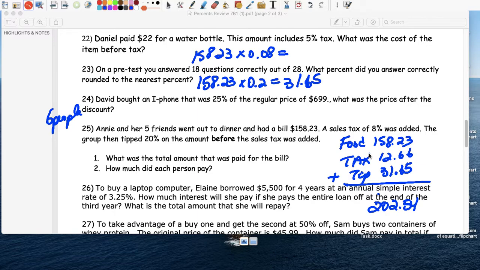Now, the total is $202.54. We're going to Venmo each other, and there are 6 people. We're going to divide that by 6, so every person is going to pay $33.76 rounded. So one person would probably pay everything on the credit card, and the rest of them would Venmo the person who had paid for it.